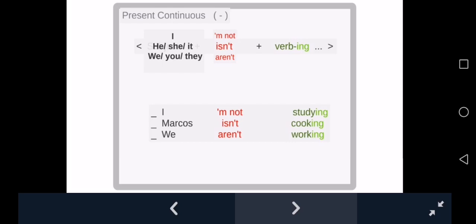I am not watching TV. She isn't playing soccer. We aren't doing homework. I am not studying. Marcos isn't cooking. We aren't working. Very good. Let's do some sentences. For example, he isn't playing the violin. You are not listening to music. It isn't raining.